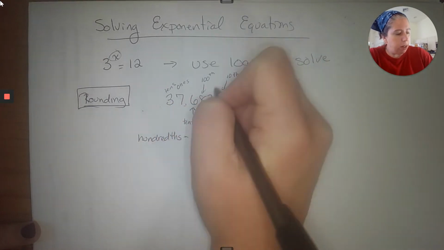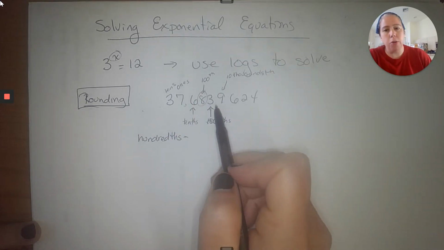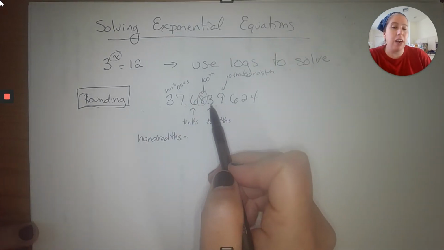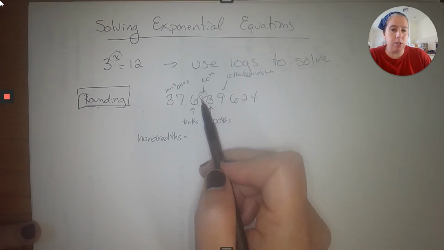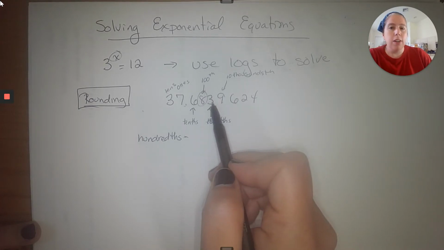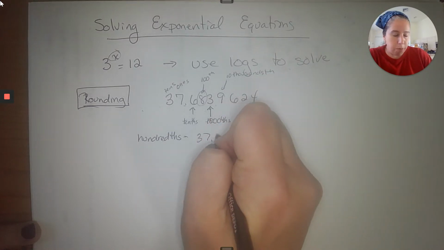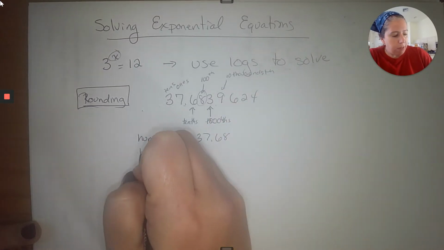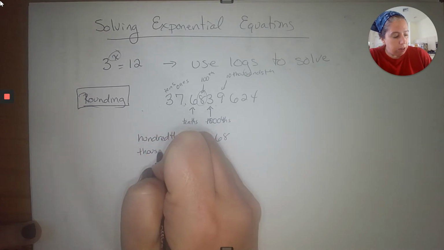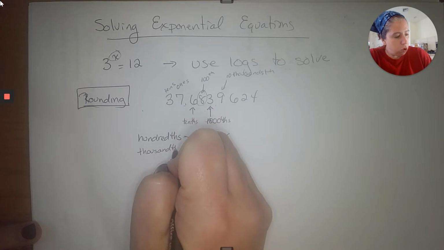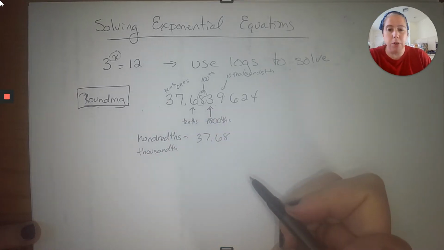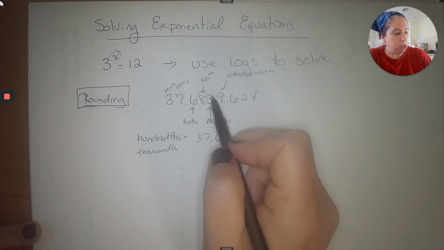you'd go to the 8, right? And then look behind it. Remember, if it's 5 or higher, then this goes up. If it's 4 or lower, this is going to stay. So you look behind it, so that's a 3. So if I'm asking you to round this to the hundredths, it'd be 37.68. If I asked you to go to the thousandths, totally just blanked on how to spell thousand. That's why I hesitate.